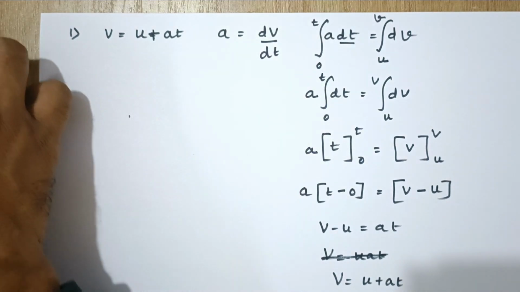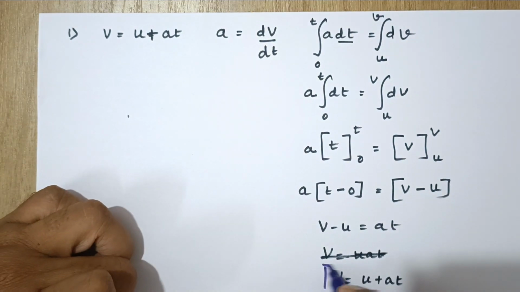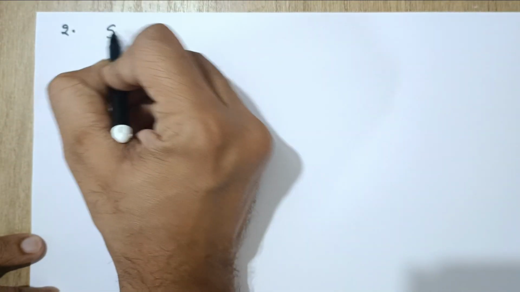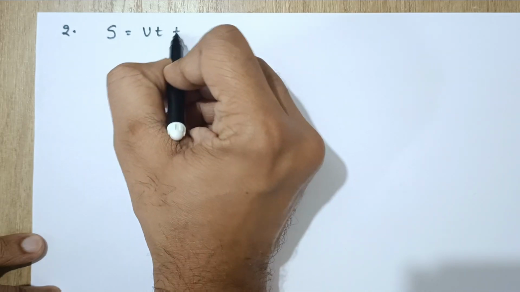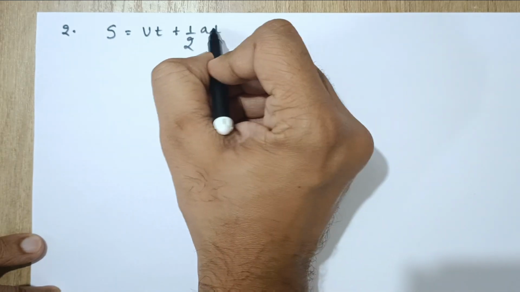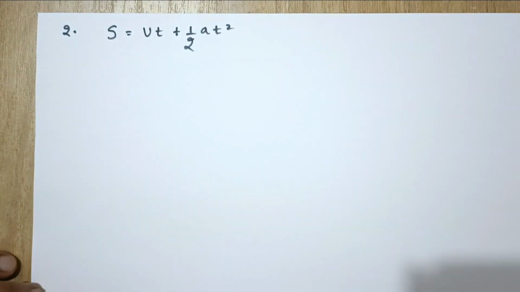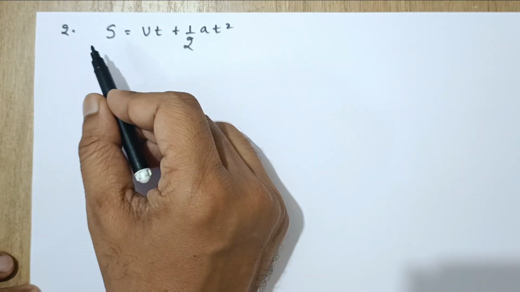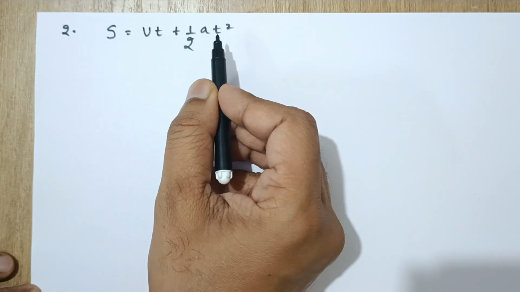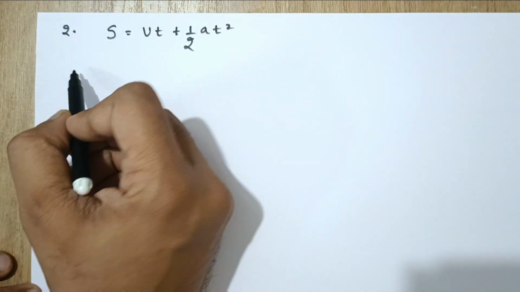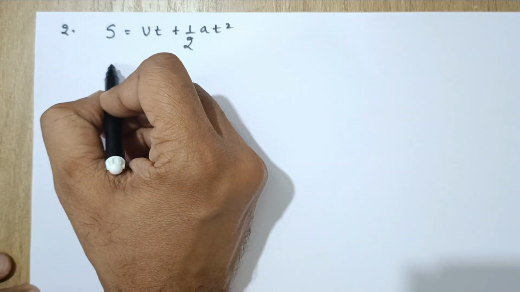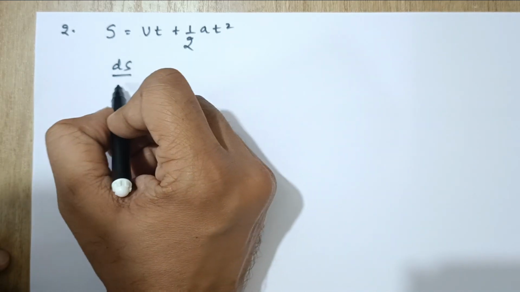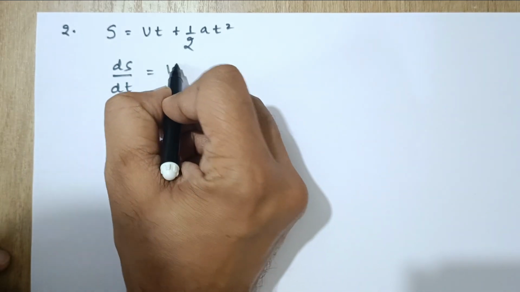This is our first equation of motion that we have derived. Now let's move ahead with the second equation of motion that states s is equal to ut plus half at square. Here u stands for initial velocity, s for displacement, t for time, a for acceleration, and so on. We know that the first differentiation of displacement with respect to time is velocity.